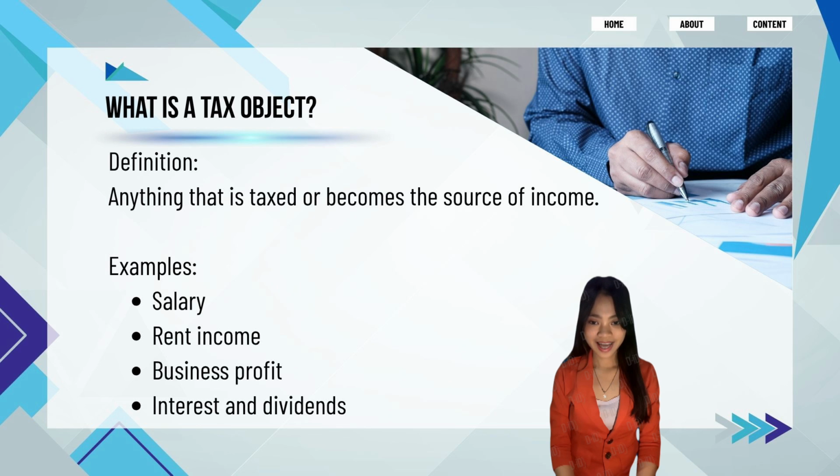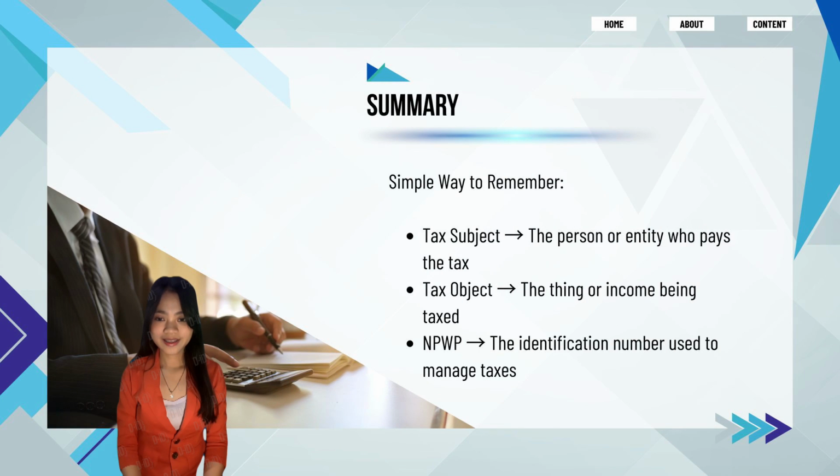It's like this: if you earn money from your job, that salary becomes a tax object. If your company earns profit, that profit is also a tax object. So to make it clear, here's a simple way to remember. Tax subject equals the person or entity who pays the tax. Tax object equals the thing or income that is being taxed. NPWP equals the identification number used to manage those taxes.